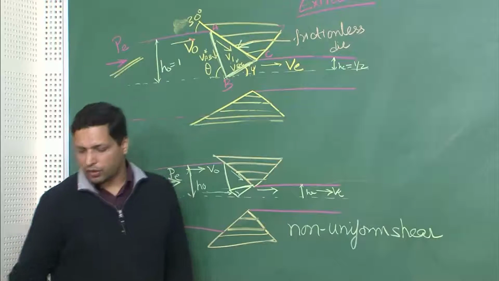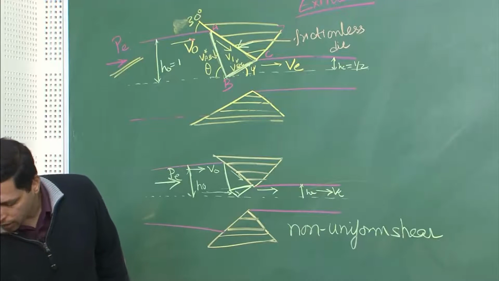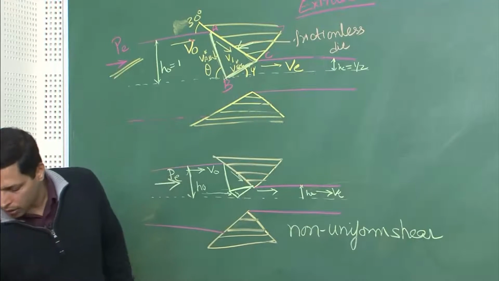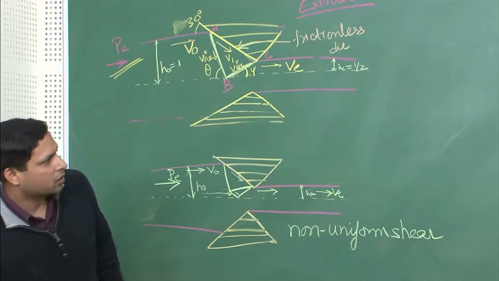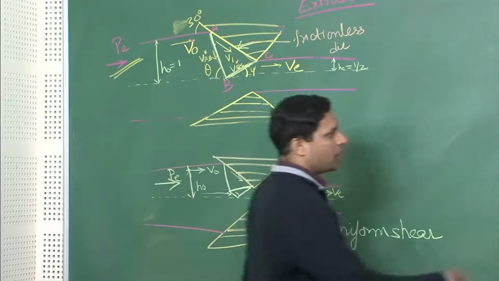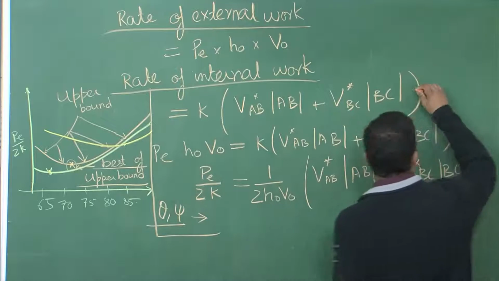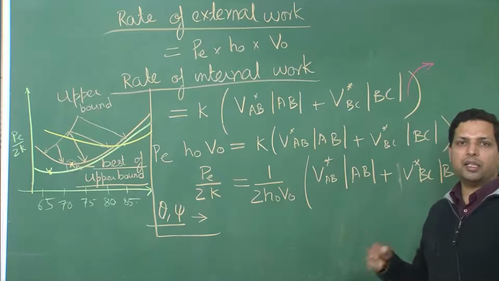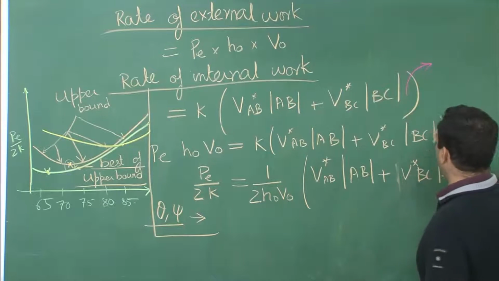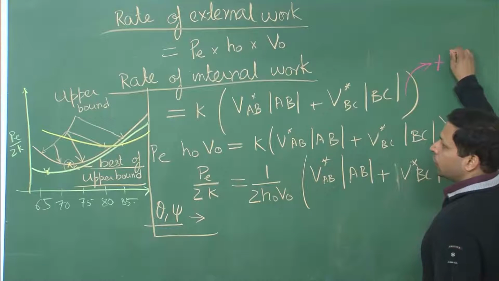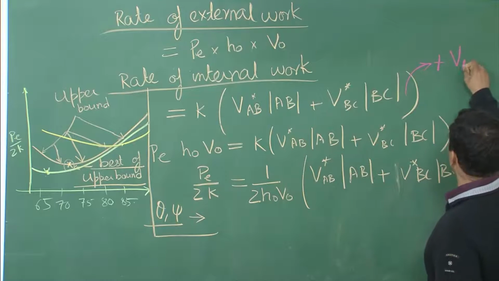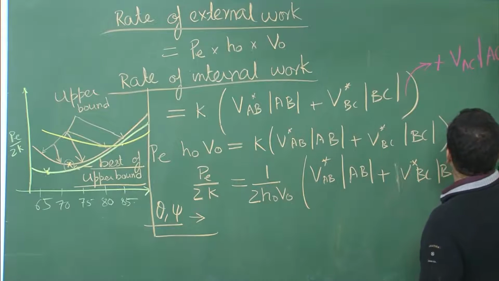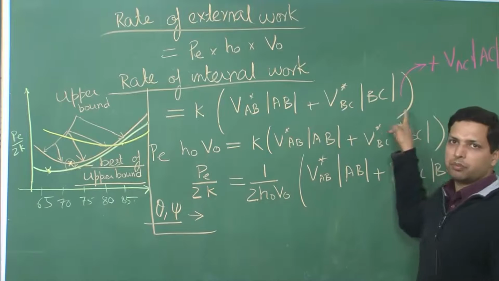What if this was not frictionless? What will be the difference if in our problem this part was not frictionless? Actually, the difference will not be large. All we will have to do is add another shearing plane, because this becomes equivalent to a shearing plane. This is not internal shearing, but there is still some shearing taking place over there, and over here we will add VAC times the length of AC. So, there will be 3 terms inside this bracket.